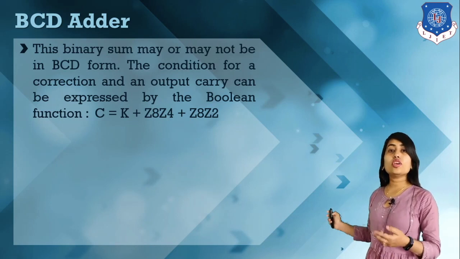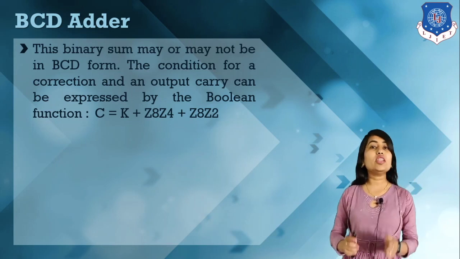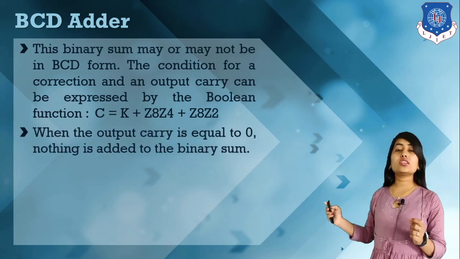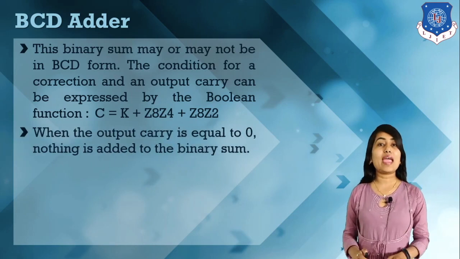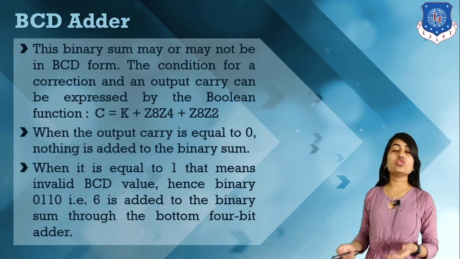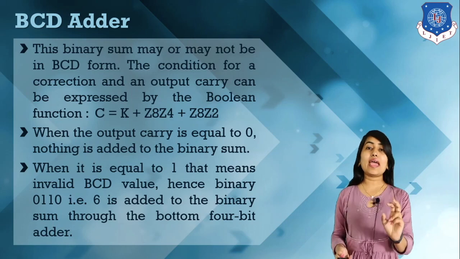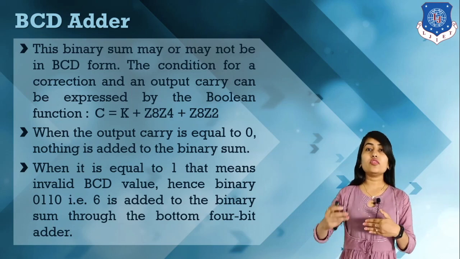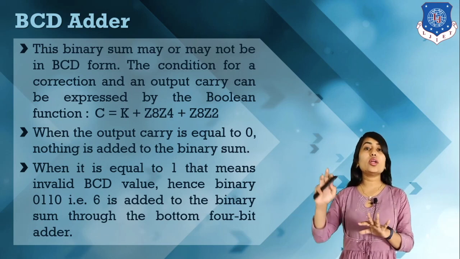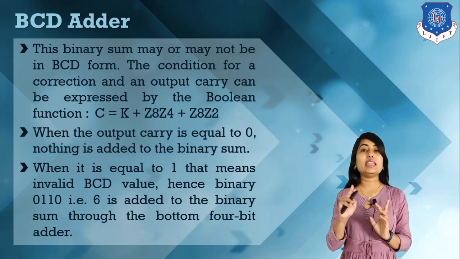So for these conditions, an invalid BCD code occurs, and for that we have to make the correct BCD form by adding 6. We can correct our BCD sums by adding 6. If we use one binary parallel adder, we can add our BCD numbers, but after the addition we have a binary sum.